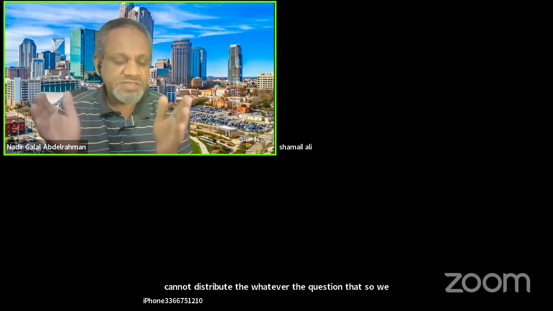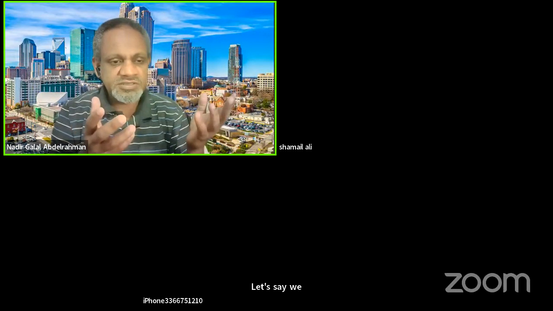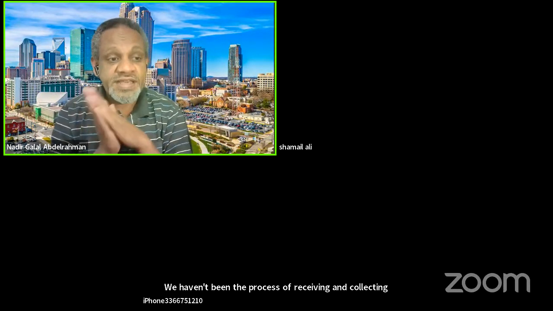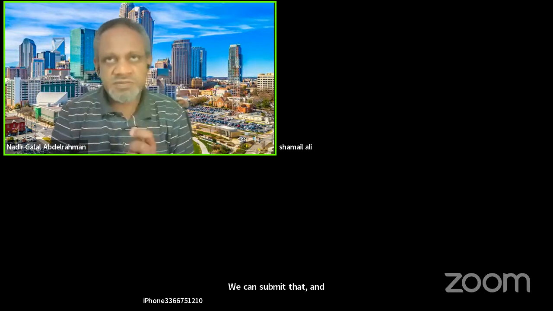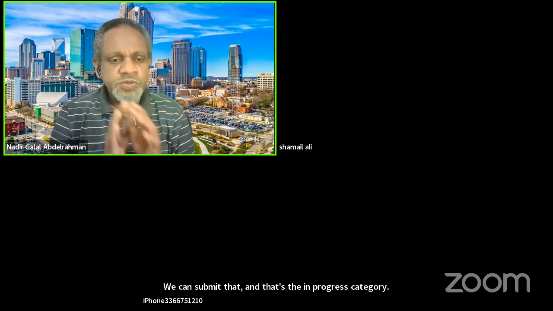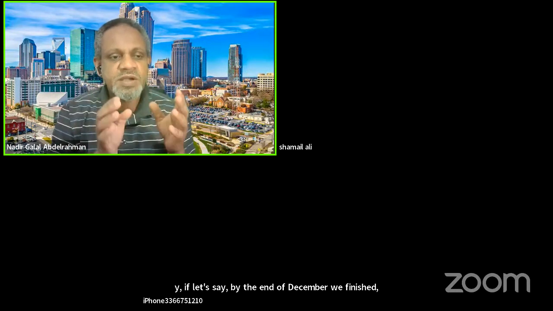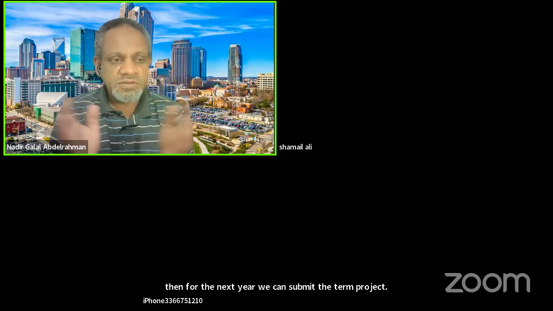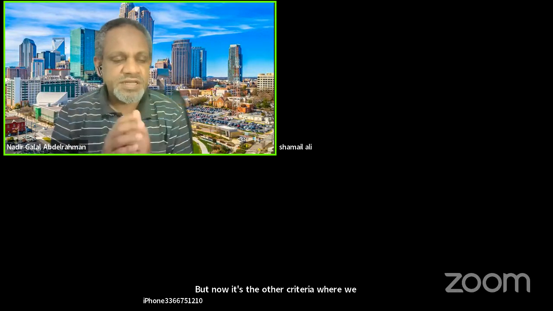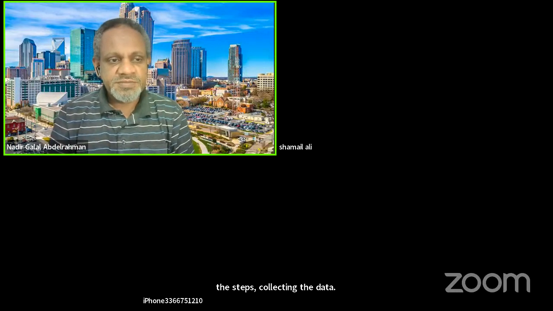Let's say we finished the IRB approval. We are in the process of distributing and collecting the data. So we don't have data yet. We can submit that under the in progress category. If, let's say, by the end of December we finish, then for the next year, we can submit the same project, but now it's under the other criteria where we completed all the steps, collecting the data, analysis, and now we are ready to present it as a completed product. If that makes sense.